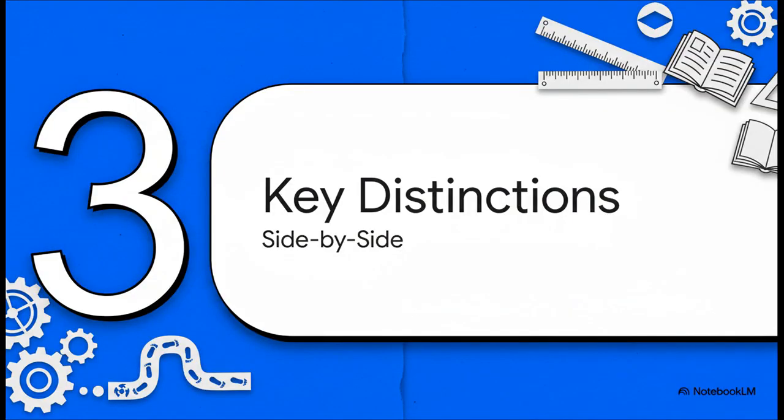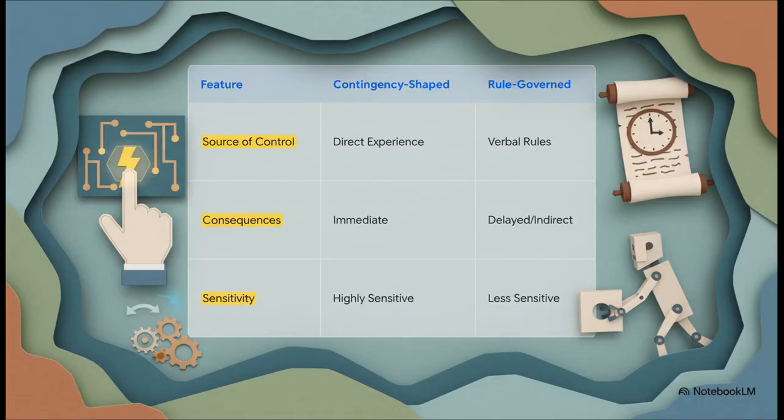Okay, so we've got a handle on both types of learning. Now let's put them right next to each other to really highlight what makes them so different. First, let's talk about the source of control. For contingency-shaped behavior, the control comes from immediate, nonverbal feedback, right from the environment itself. For rule-governed behavior, it's all about the verbal rule. Next up, immediacy of consequences. This is a big one. Contingency shaping absolutely requires immediate feedback. With rules, the consequences can be delayed for a long, long time.